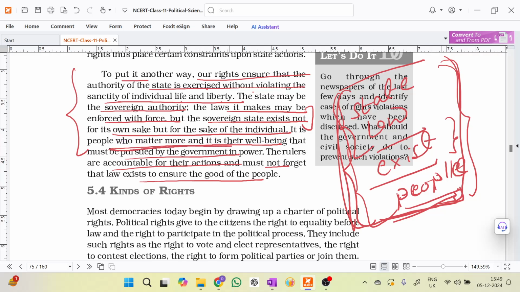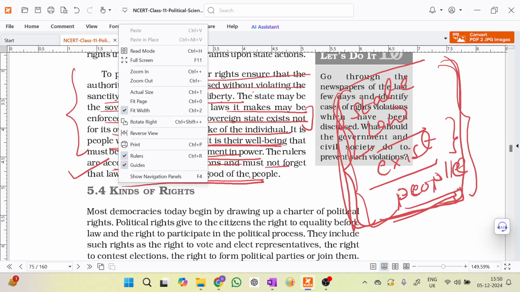So it is people who matter more, and it is their well-being that must be pursued by the government in power. And since we are a democracy, all their actions are accountable, and they must not forget that the law exists to ensure the good of people, not the reverse, not the contrary. People do not exist to ensure the good of law.